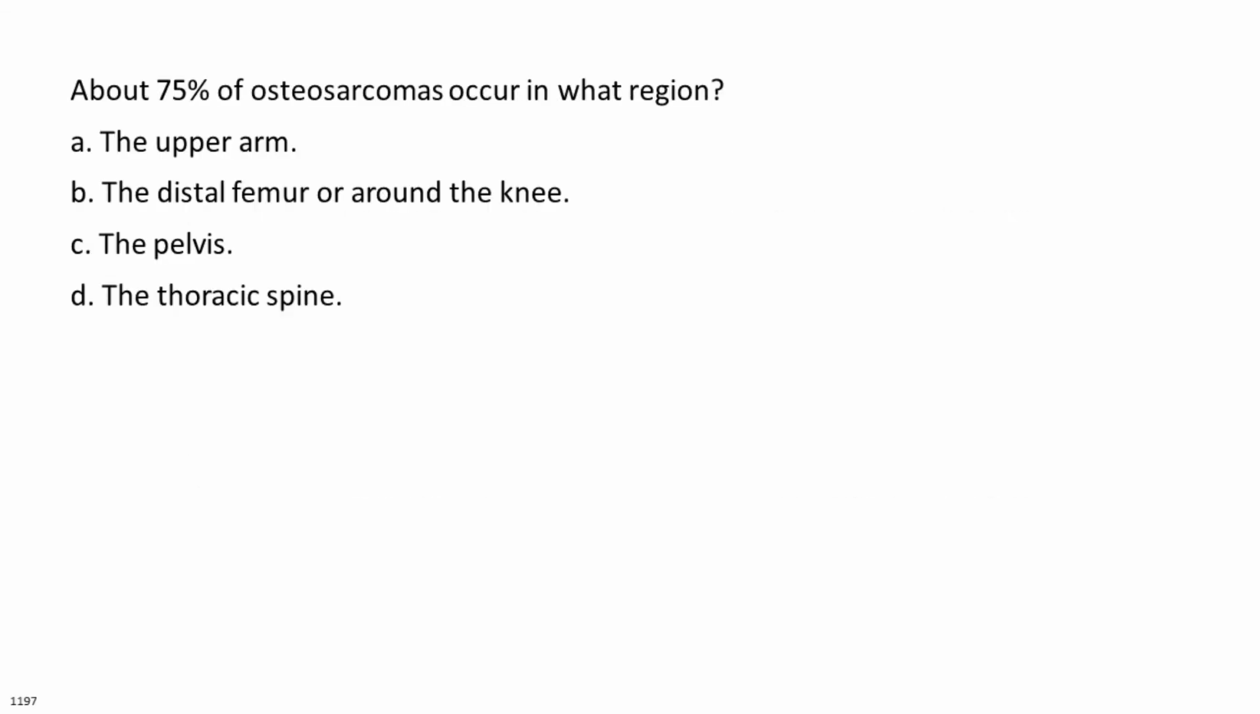About 75% of osteosarcomas occur in what region? A. The upper arm. B. The distal femur or around the knee. C. The pelvis. D. The thoracic spine.